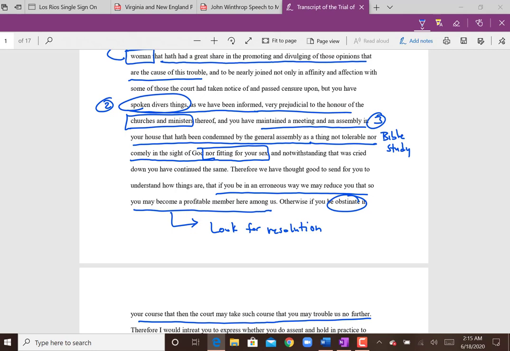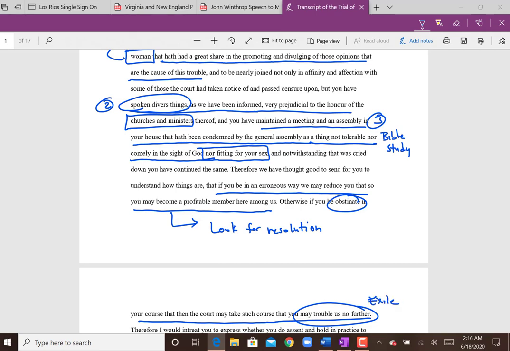So they did give people chances. You usually had to keep not following the rules several times before they tried to exile you. Rarely did anyone get exiled on the first offense, especially if they were willing to change their ways. And I think that's the part they talked about here, right? Is that you may become a profitable member here among us. So that's the end goal. If you'll fall in line and stop doing these non-womanly things, then we'll gladly have you be part of our society. But if you don't, well, then you may trouble us no further, right?